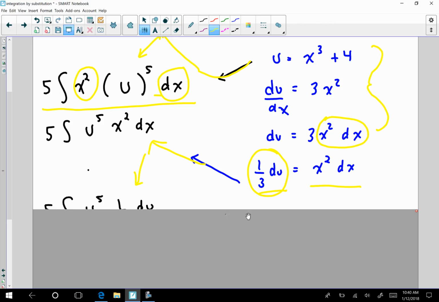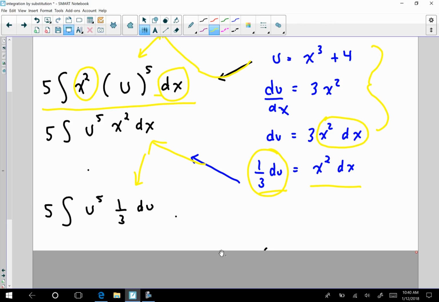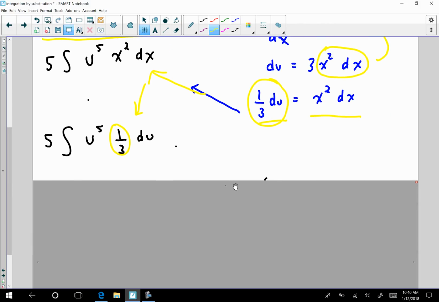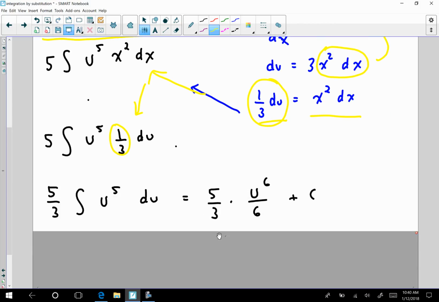And what does that give me? Oh, that gives me a nice little integral here that's all in u. And keep in mind I have this constant. What am I going to do with that constant? What will I do with that? Dig and dog right. I'm going to pull that constant out.